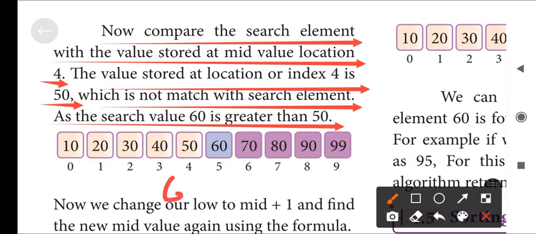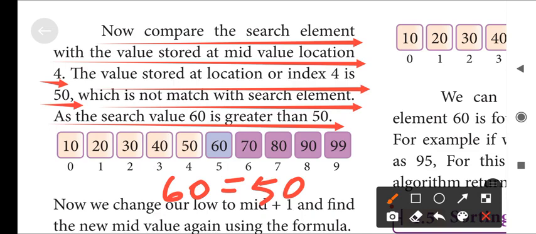The user wants the value 60. Is 60 equal to 50? The condition will be false. If in this step the condition is true, we can wind up this problem, and we get the answer as 50, the mid value. The output is successful, and we can conclude it.